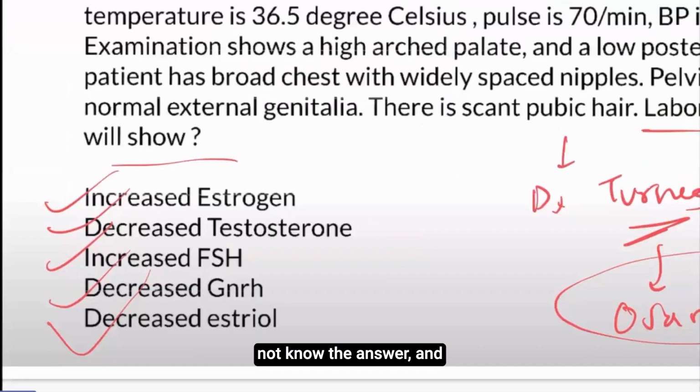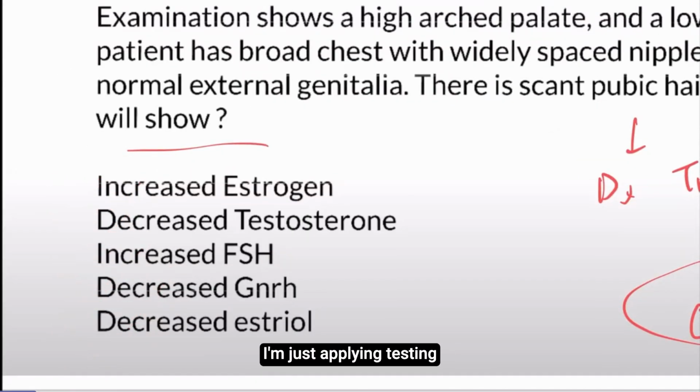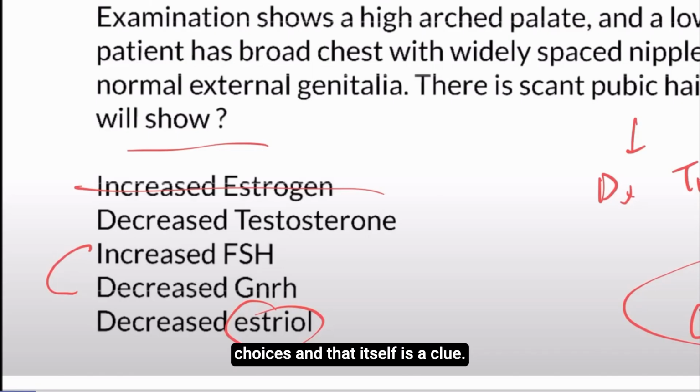Let's say even if you did not know the answer and you could rule things out, I'm just applying test taking. Increased estrogen is out because it doesn't make sense. It's Turner's, the ovaries are not working. Decreased estradiol, estradiol is a pregnancy hormone. You would need to know that, but let's say you didn't. But decreased GnRH and increased FSH, let's say you just had those. These are very contrasting answer choices, and that itself is a clue, because if you're getting contrasting answer choices, how could both of them be true? Generally, the answer is no.